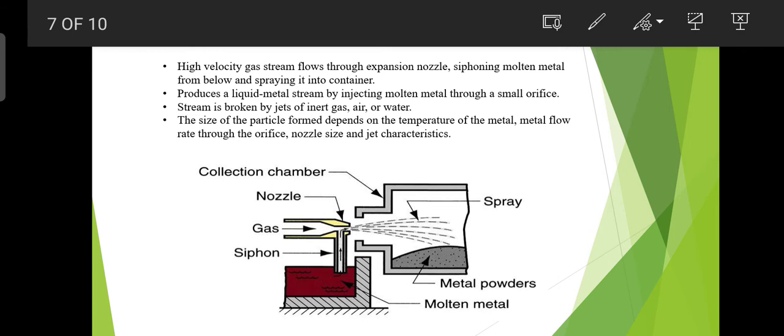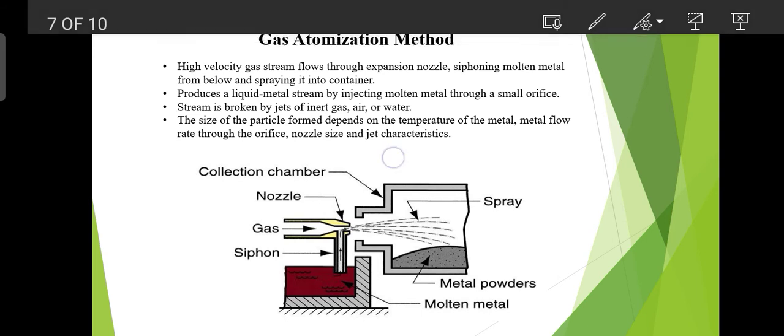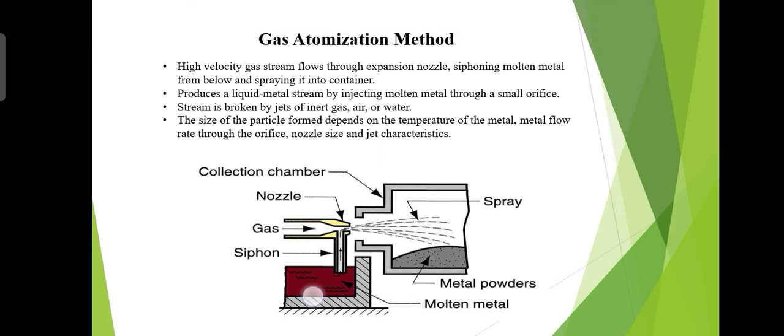Alternatively, centrifugal force can be used to break up the liquid as it is removed from the periphery of the rotating electrode or spinning disc. And this is the basic diagram of the gas atomization method.